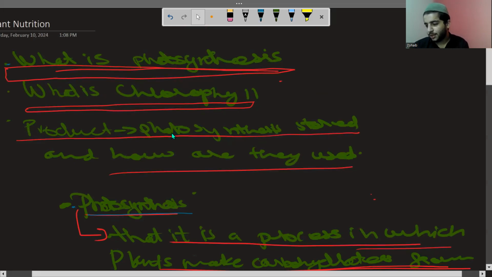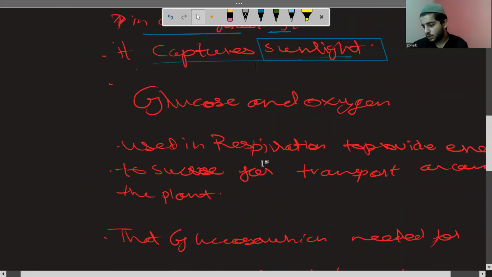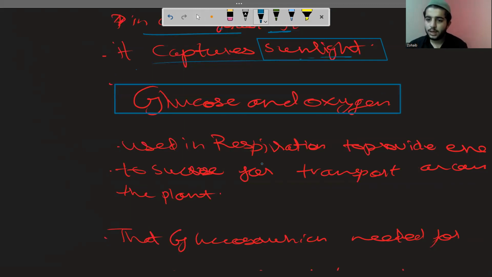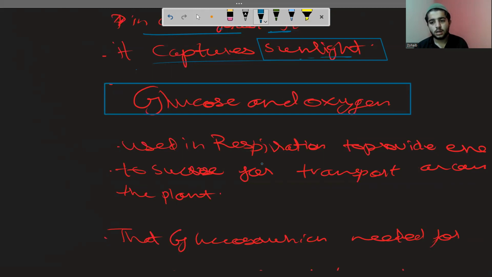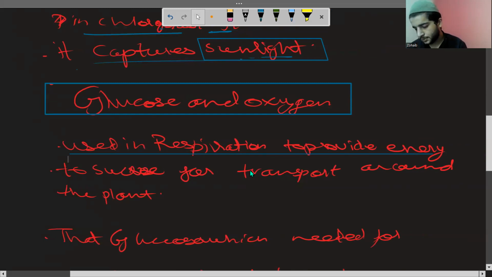Now the third part, how the products of photosynthesis are stored and used. So what are the products of photosynthesis? They are glucose and oxygen. Glucose and oxygen are the products of photosynthesis. So what is glucose used for? It is used in respiration to provide energy. Okay, you got it?